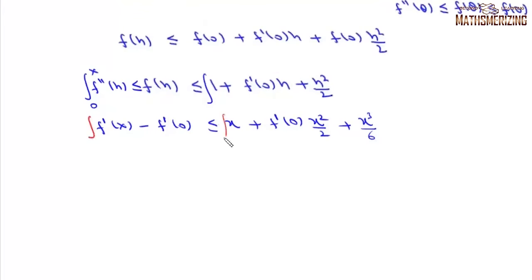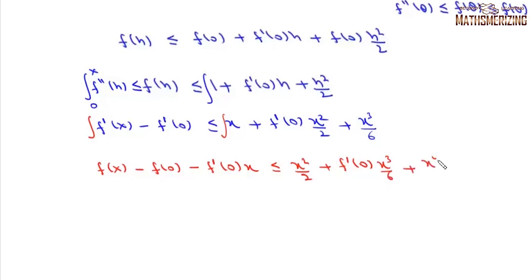Now we'll integrate this once again from 0 to x. Here we will have f(x) minus f(0) minus f'(0)x, and it will be less than or equal to x square by 2 plus f'(0) x cube by 6 plus x to the power 4 by 24. Now we'll take f'(0) together.